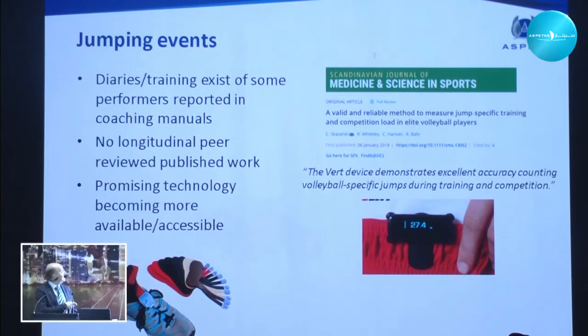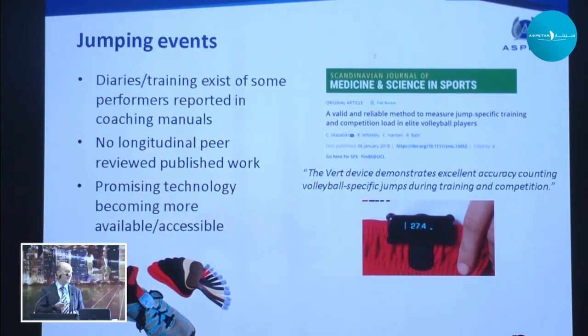In jumping events, there is virtually no study I'm aware of, no longitudinal observations of jumpers. There are some diaries, no longitudinal peer reviewed, but there is some promising technology, and this is work that was done here. Volleyball players, there are some devices that can measure or count jumps, but counting is one thing, and understanding what type of jump is actually happening is a different thing. We've seen from the talk before how important it is tendon loading, and it's a completely different ballpark if you're jumping, rebounding, or running, or sprinting. I know Dr. Phil Graham-Smith will cover some of these things, but technology is coming. We might be able to do more in jumping events.